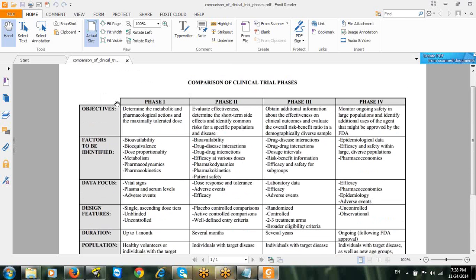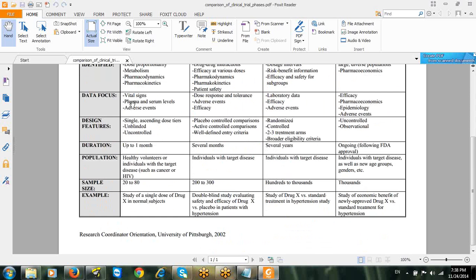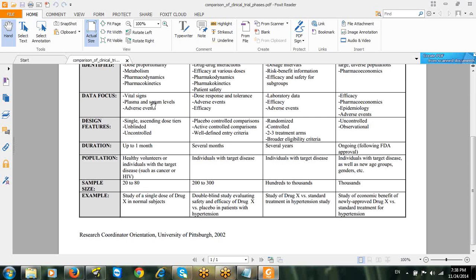Factors to be identified during phase 1 are bioavailability, bioequivalence, dose proportionality, metabolism, pharmacodynamics, and pharmacokinetics. Data that we will focus on are vital signs, plasma and serum levels, and adverse events. Design: it is a single ascending dose type, unblinded, uncontrolled.